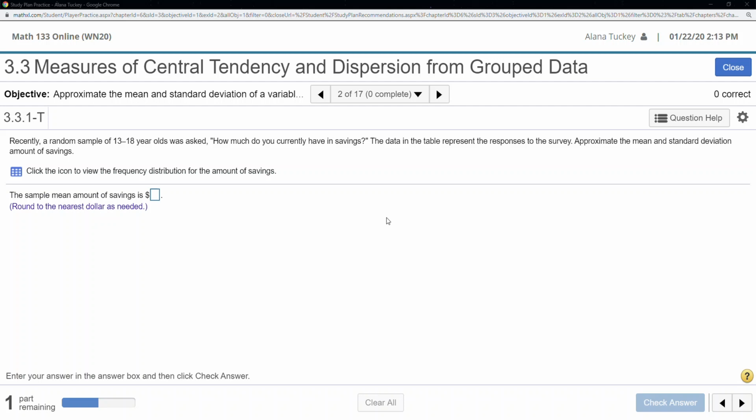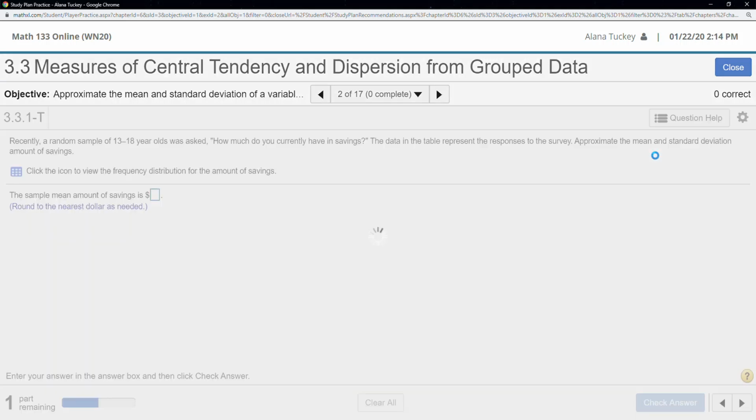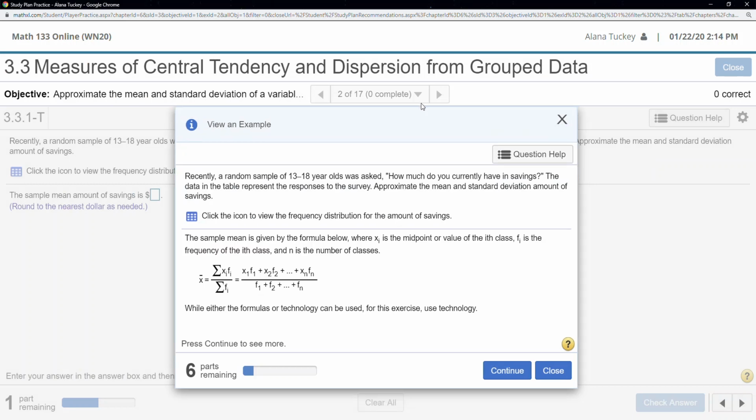Hello, Math 133 students. I've received a request for help with this problem, which is section 3.3, number 1. So I'm going to do the example, but of course it'll be very similar to how the problem actually works.